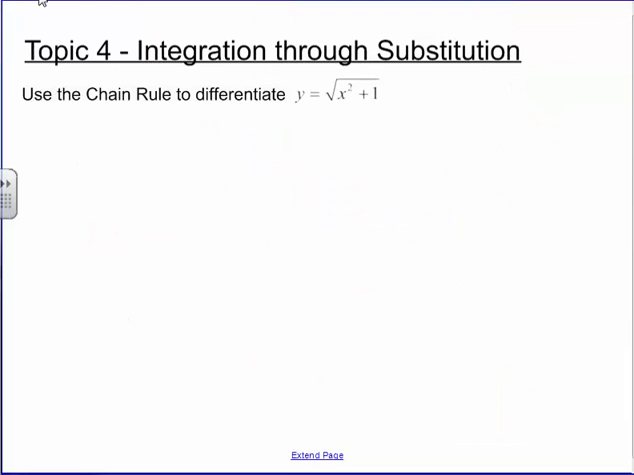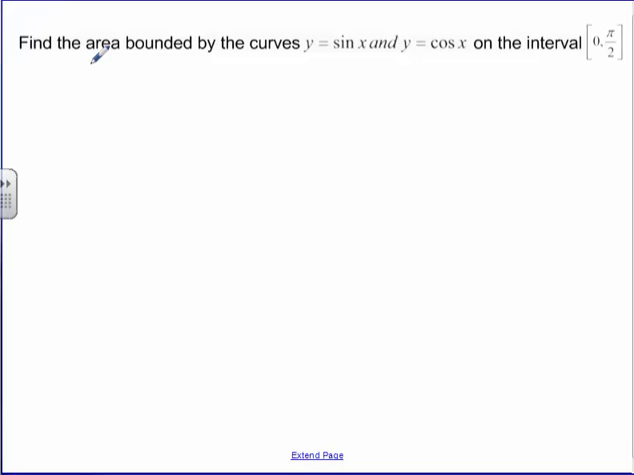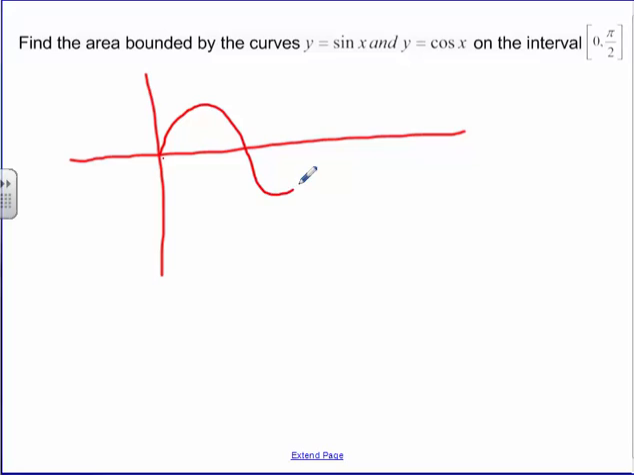So, all right, I got one last example. I want to find the area between cosine and sine. Now, if you know what these graphs look like, sine looks like this. And cosine looks like this. That's sine and cosine. Basically, sine is cosine just offset by pi over 2.